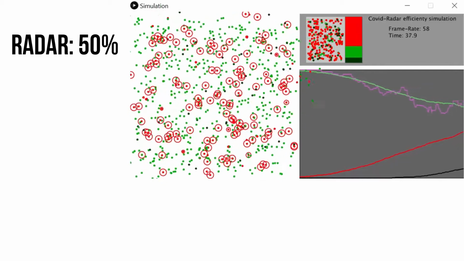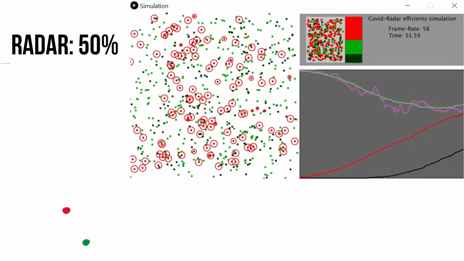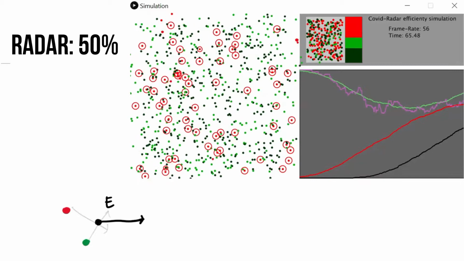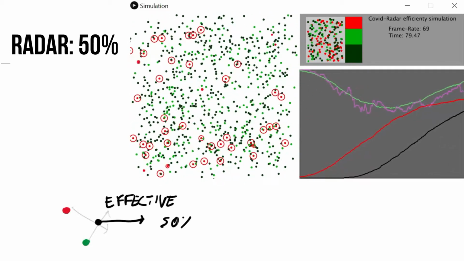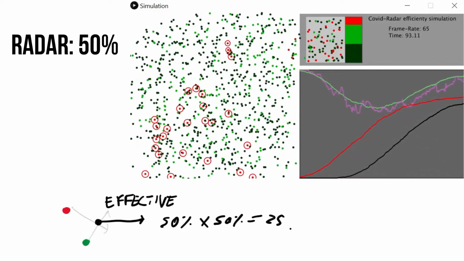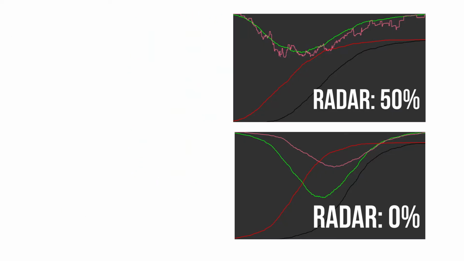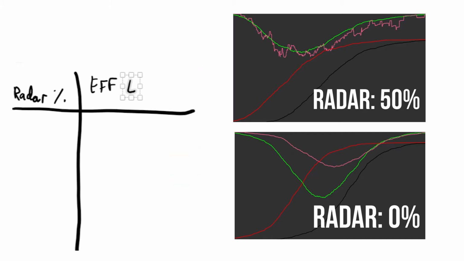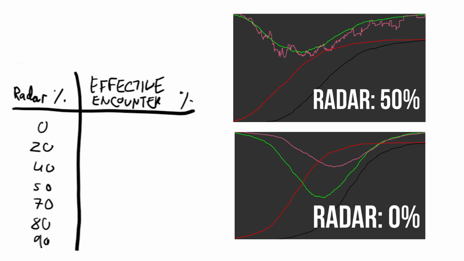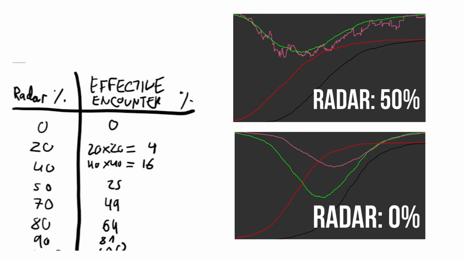But what happens when 50% of the people have the COVID radar? Every time two dots encounter, the radar will only be effective when both of them have the app, meaning only 25% of the time. As you can see, it's still better than no radar, but not as good as we hoped. We have to keep in mind that the percentage of dots who have the radar is higher than the percentage of encounters where it will be useful. In fact, when 70% of the dots have the radar, almost 50% of the encounters are efficient.